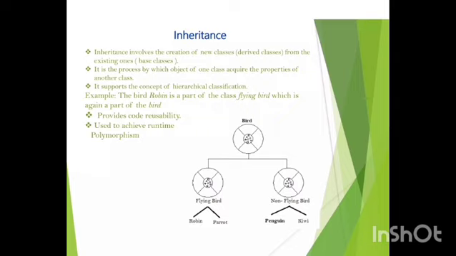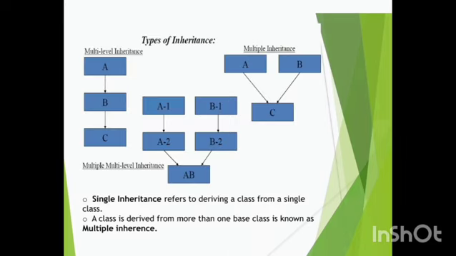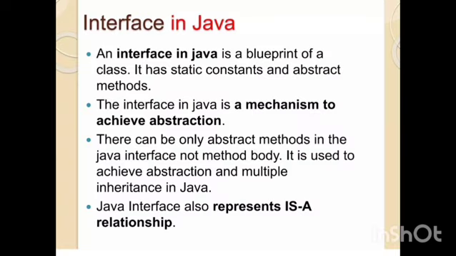Inheritance involves the creation of new classes from the existing ones. It is the process by which objects of one class acquire the properties of another class. It supports the concept of hierarchical classification and it provides code reusability. So here the types of inheritance: multilevel inheritance and multiple inheritance. Single inheritance refers to deriving a class from a single class. A class can derive from multiple classes.